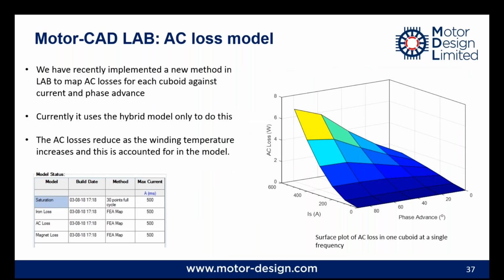Okay, so the final module we talked about was the Lab module, and this is the efficiency maps and the duty cycles. And how do we account for the AC losses? Well, AC losses are variable with operating point, and they're variable with frequency. So for each cuboid we map the AC losses as a function of stator current magnitude and phase advance. We basically build these response surfaces for each cuboid, and you can see it here on the right-hand side, showing how the AC losses change with current excitation.